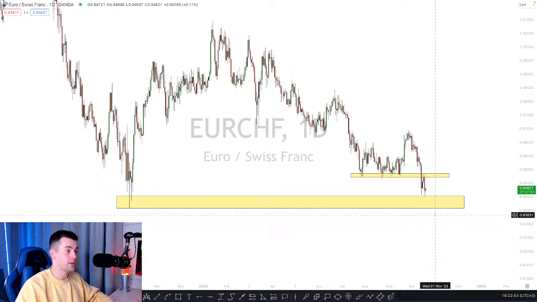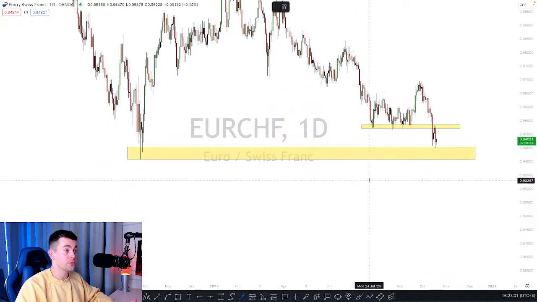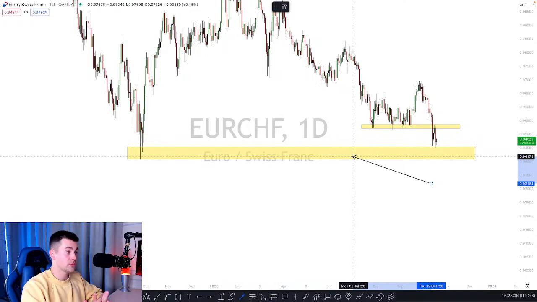We have a massive zone of demand here, and of course, the price may easily bounce from that. So I would recommend paying close attention to that huge zone of demand and wait for confirmation. Probably wait for the news. The fundamentals will help you here, but for now, I would suggest not trading the pair, because to me it looks very risky at the moment.